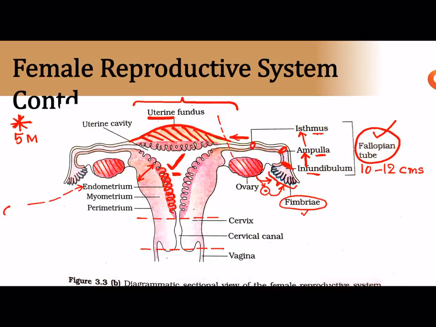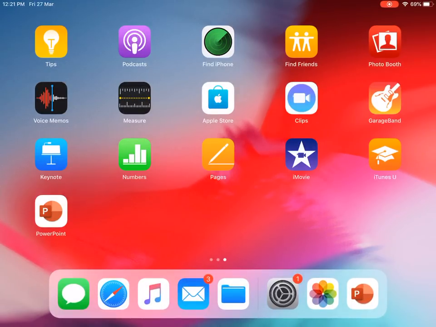What is the uniqueness of the endometrium? The endometrium is highly glandular and it is highly vascular, meaning it is richly supplied with blood, and it undergoes a very important thing. It undergoes cyclic changes every month.